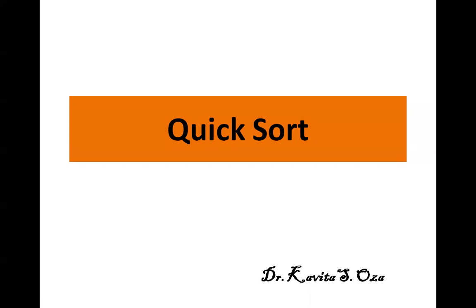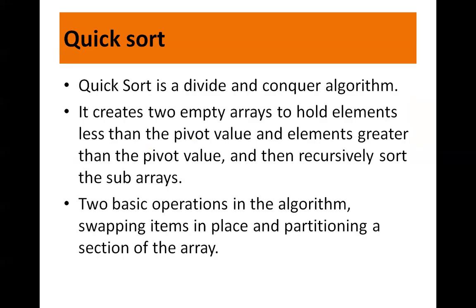And again, when we are talking about quick sort as a divide and conquer algorithm, by default you can write it in a recursive way. So let us look at quick sort. It's a divide and conquer algorithm. It creates two empty arrays to hold elements less than the pivot value and elements greater than the pivot value, and then recursively sorts the sub arrays. The two basic operations in the algorithm are swapping items in place and partitioning a section of the array.